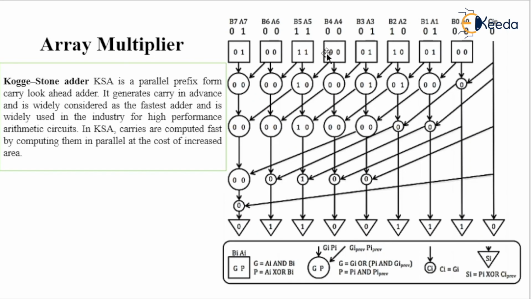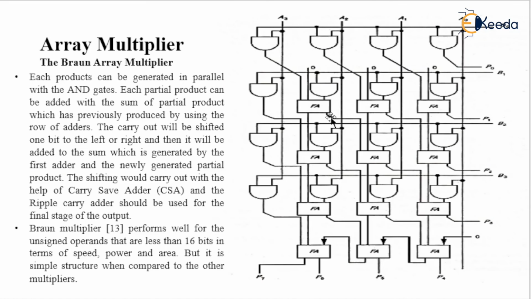In the next class we will discuss clocking of circuits. The Kogge-Stone adder computes fast because all the operations take place in parallel. No need to worry, this is not in our syllabus. The array multiplier is in our syllabus. The Braun array multiplier is in our syllabus.